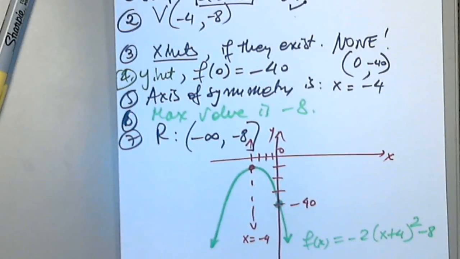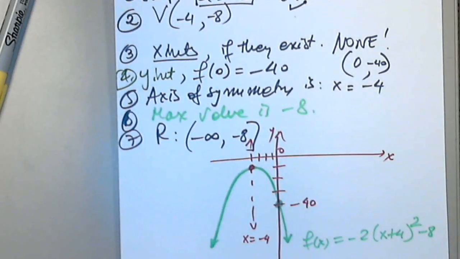And graph. And here it comes. It's coming from negative infinity, going to a maximum, starts climbing, decreasing towards the y-intercept of (0, -40), and continues to decrease towards negative infinity. Exactly what you gave me as the range, between negative infinity and negative 8. Awesome. That's all I needed.